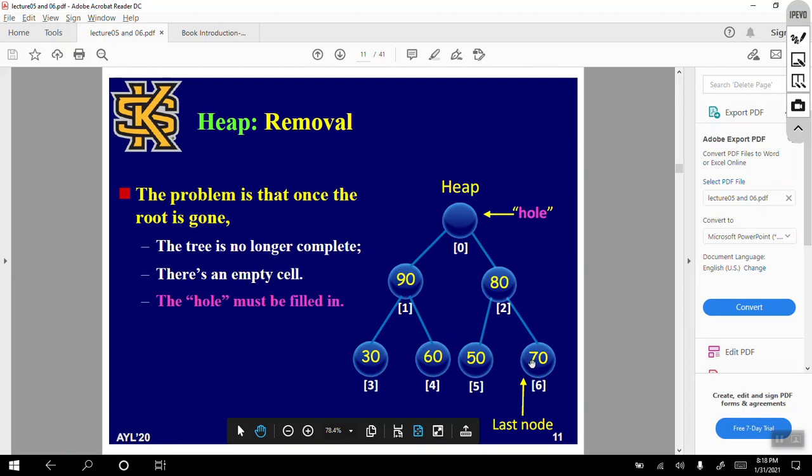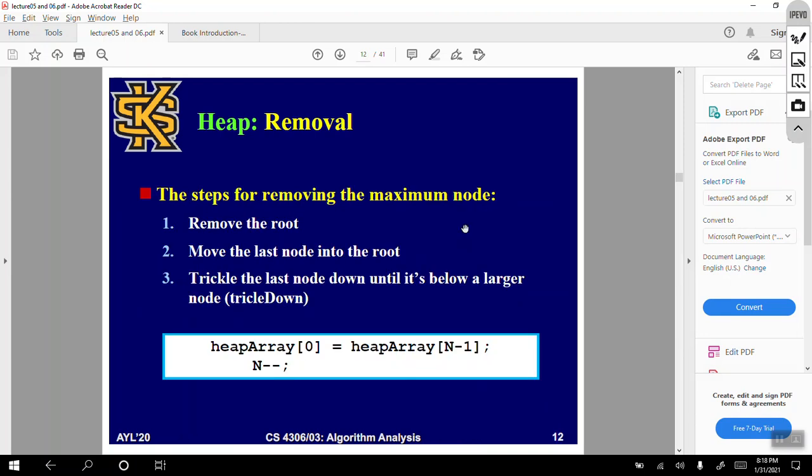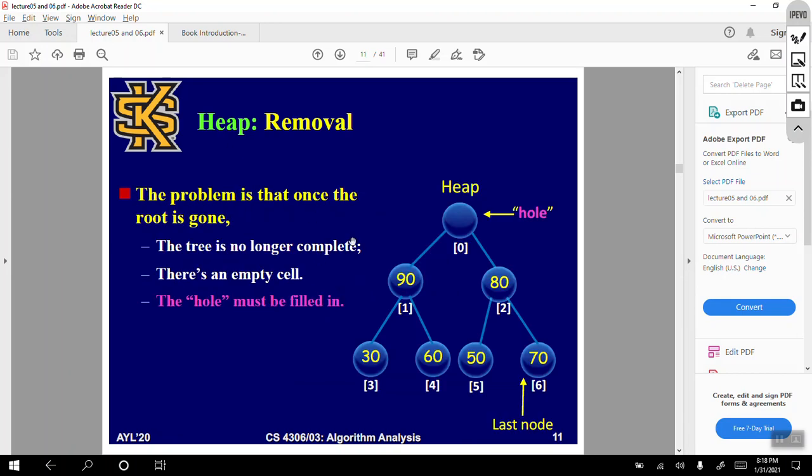We move the last node's value from here to here, right? The last node has index n-1 in the heap array. If we move the last element from the heap array with index n-1 to index 0, then it will no longer be empty, right? So this value will be moved over here. So now there is a problem here. What is the problem?